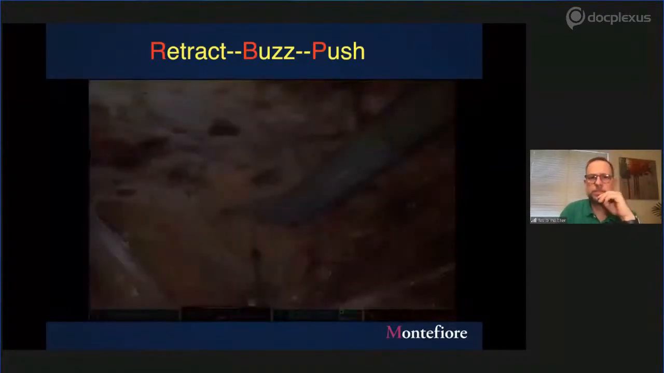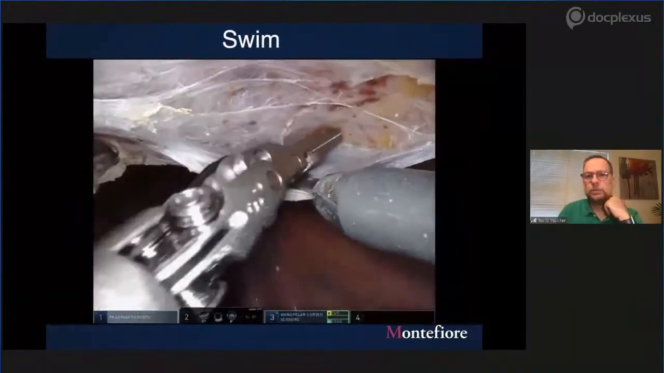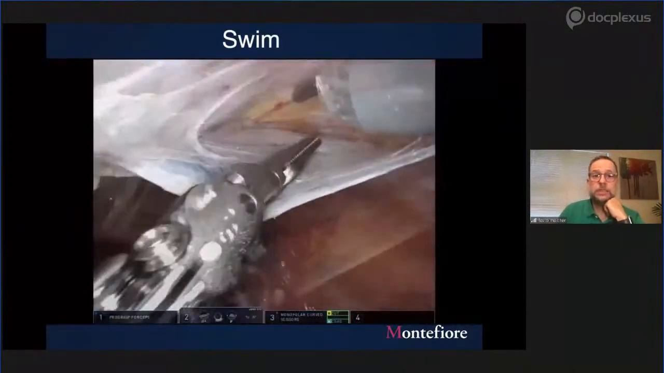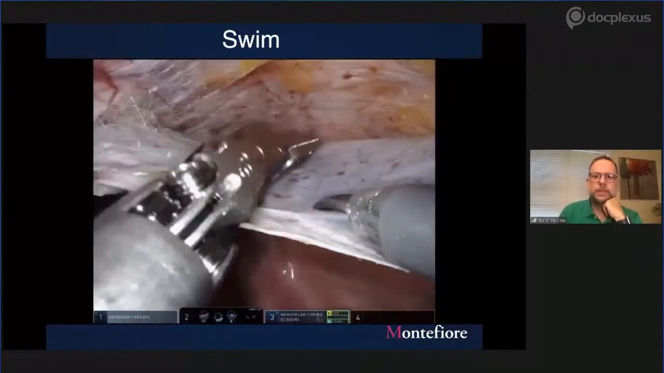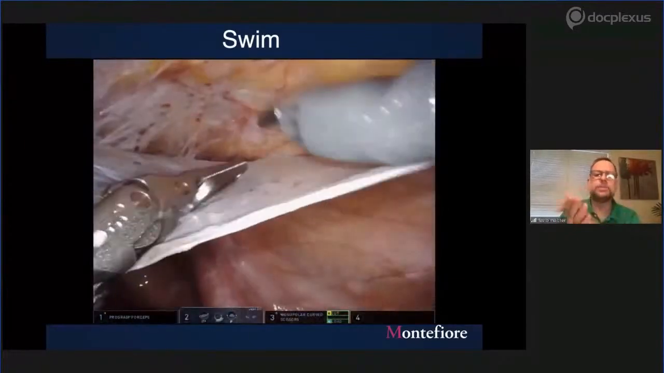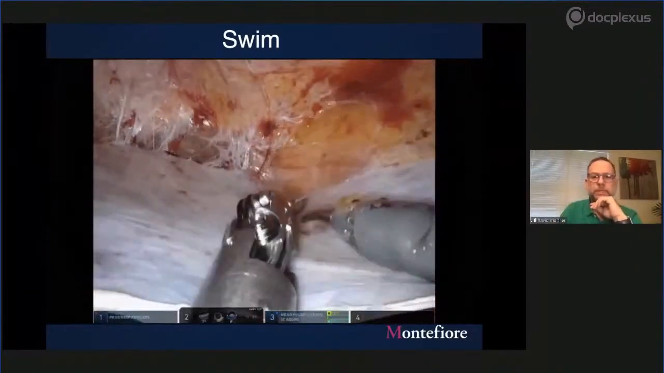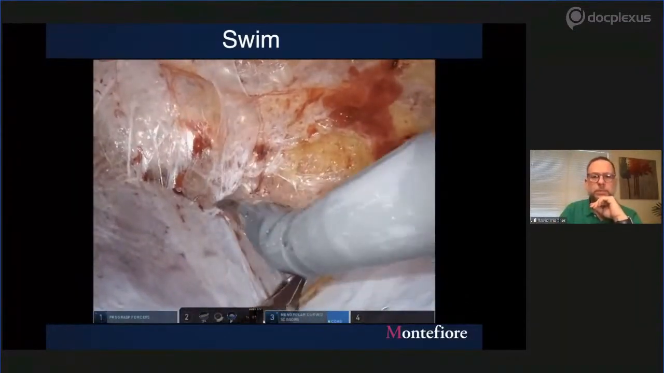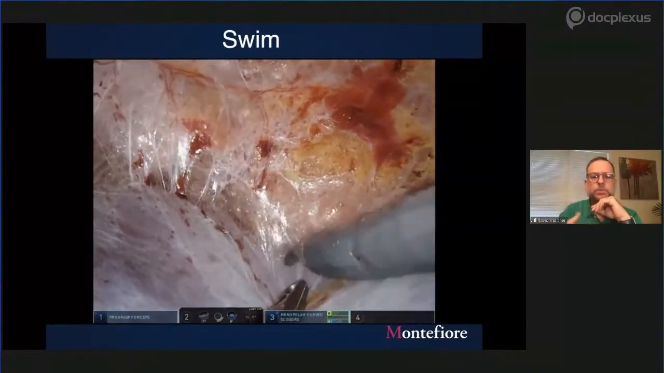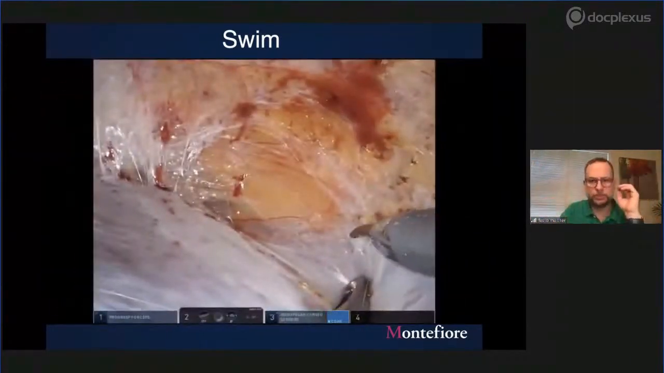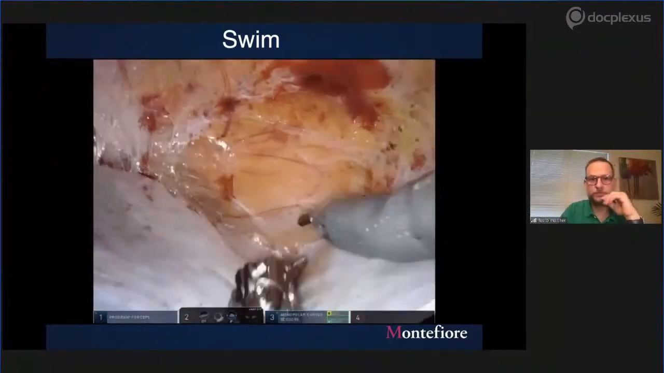That's why I keep telling my fellows and my residents, when they attempt to do those procedures, it's all the same: retract, buzz, and push. A maneuver that personally I like a lot is what I call swimming, a breaststroke swimming. I do this in lap TEPs as well for inguinals. Just put my non-abdominal hand, buzz a little bit, and then you swim, you push up, you open your instruments. It's always the same maneuver.